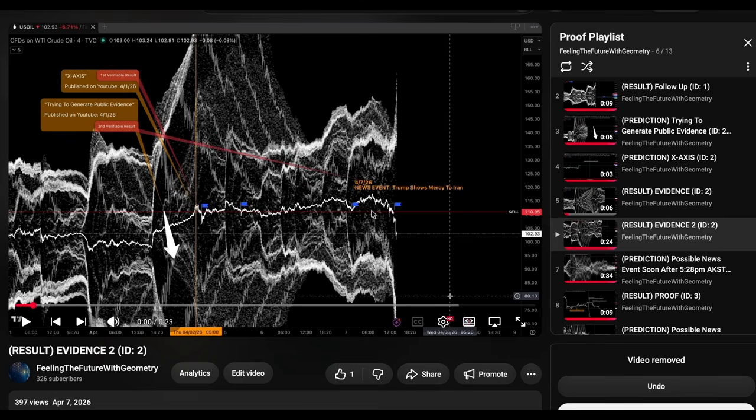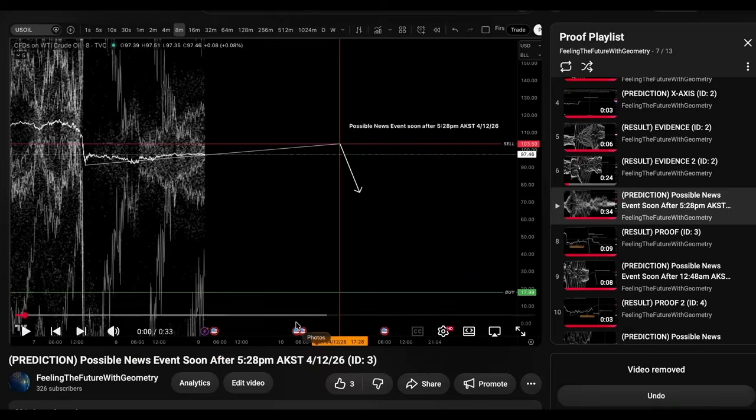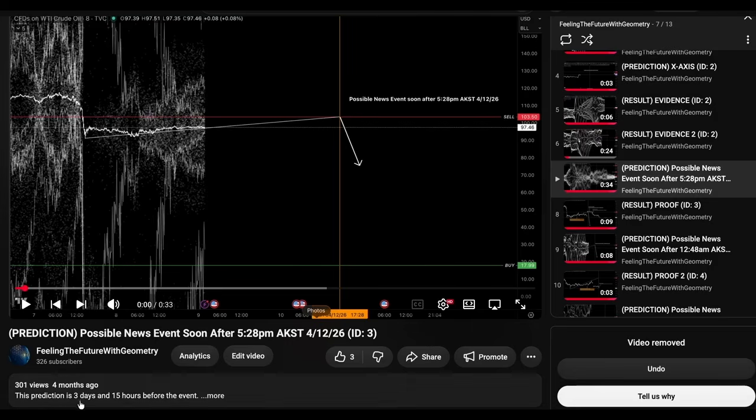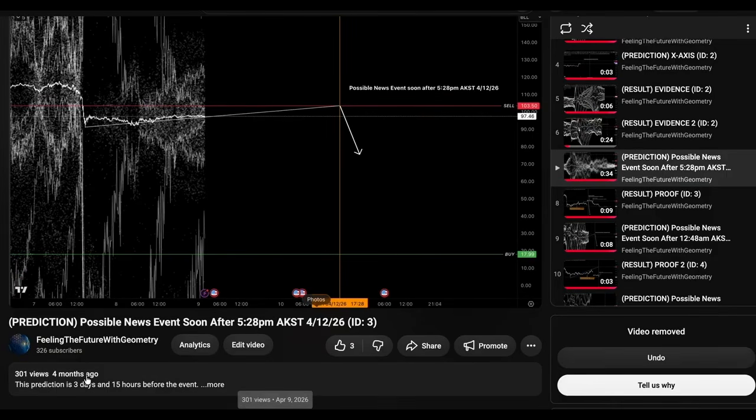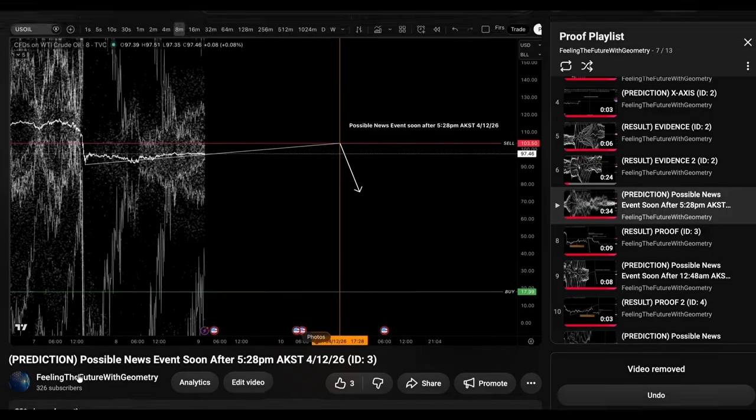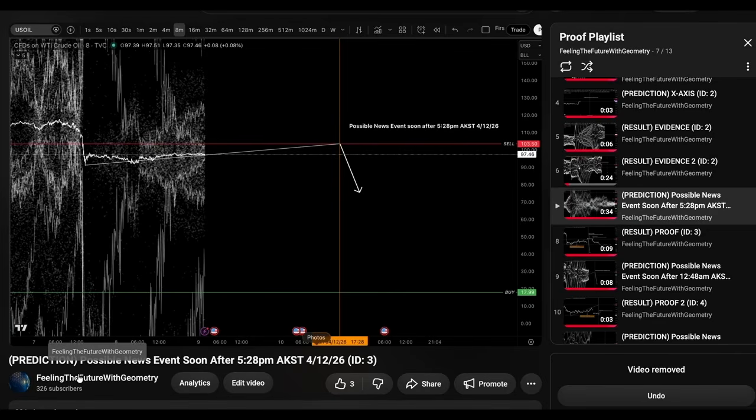Let's move to the next prediction video. Here is a prediction showing both a price and a time. And this was 3 days and 15 hours before the event. You can verify that this was published on April 9th by simply hovering your cursor over this part of the description. So April 9th. Let's take a look at the outcome.